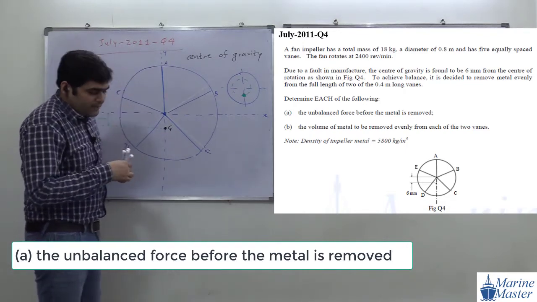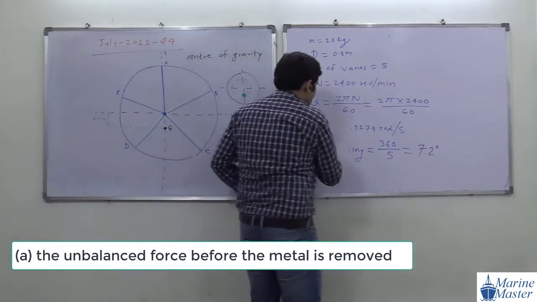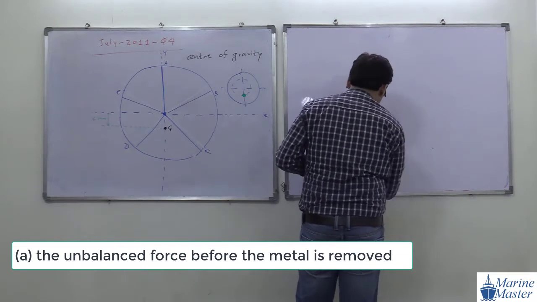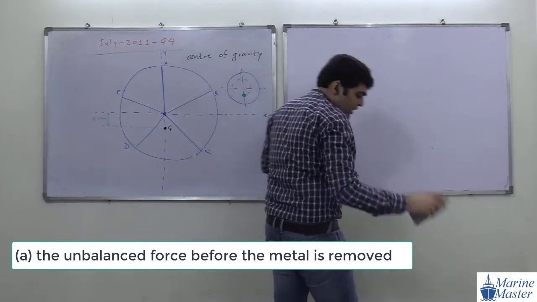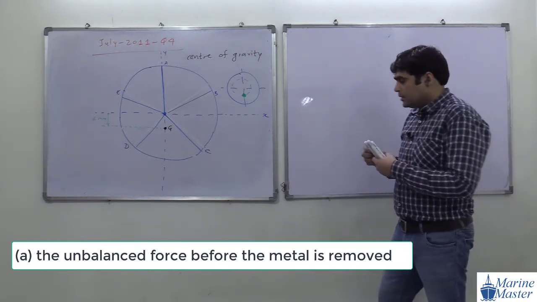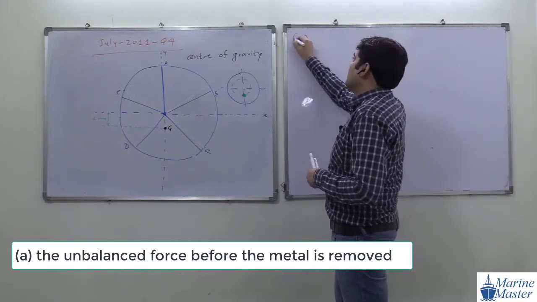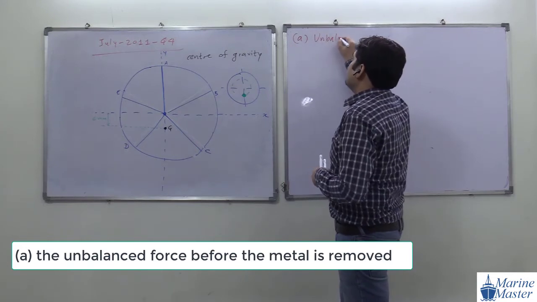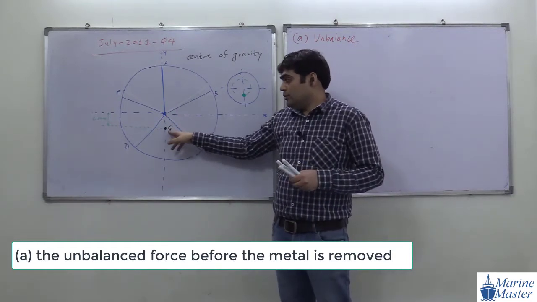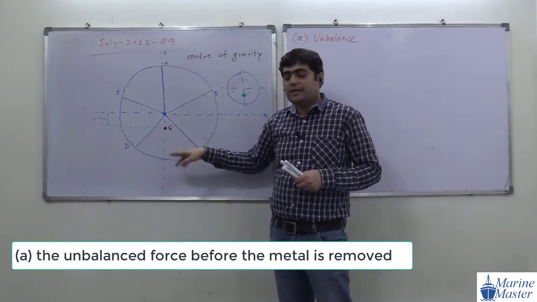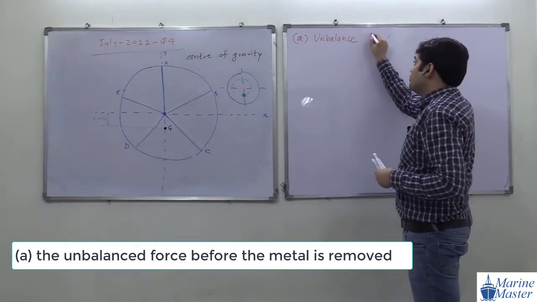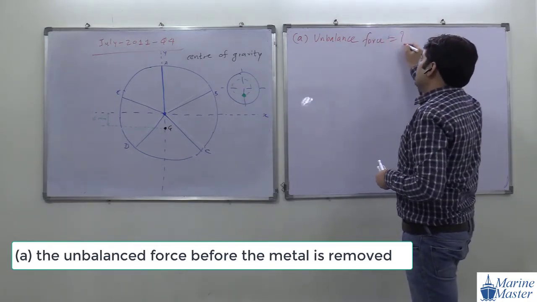So what is our target, guys? So try to see the scenario. In the A part, don't do anything. Don't draw a diagram or anything. What is our target in the A part? We have to calculate the unbalanced force before the metal is removed. Due to the shifting of this G, unbalance is created, and for balancing we are removing the metal. But in the A part, we have to find the unbalanced force before the metal is removed.